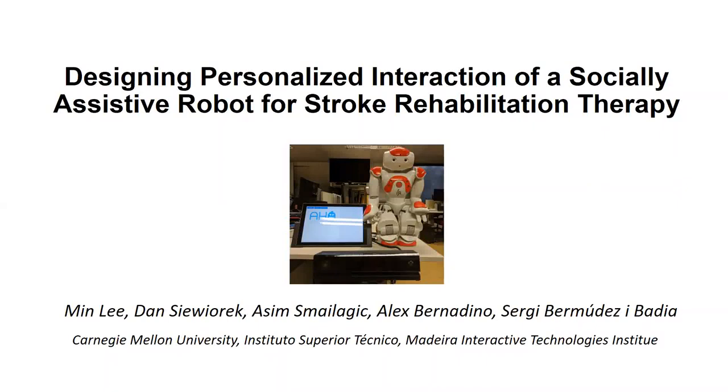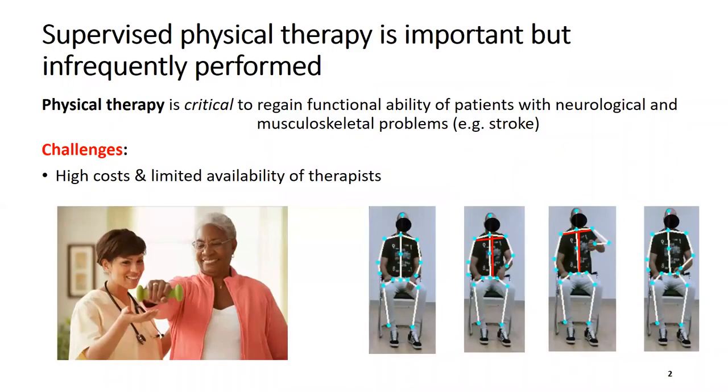In this video, I will present an interactive approach to design personalized interaction of a socially assisted robot for stroke rehabilitation therapy. Physical therapy interventions are critical to regain the functional ability of patients with neurological and muscular problems such as stroke. However, a patient can receive only a limited amount of sessions due to the cost and the shortage of therapists.